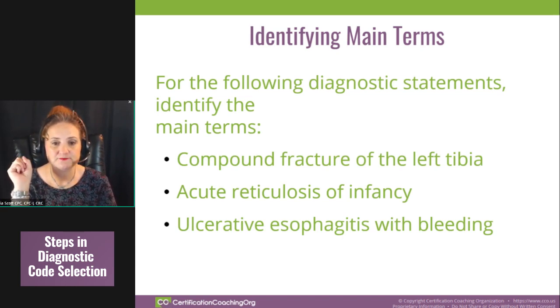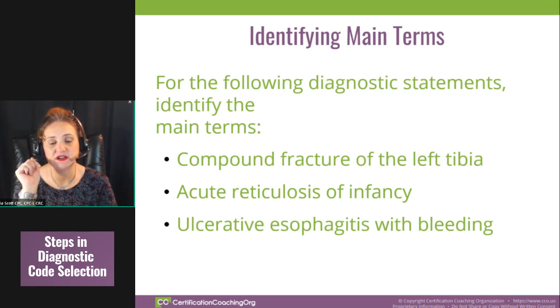How about acute reticulosis of infancy? What does the patient have? They don't have acute and they don't have infancy. They are an infant. So the describing word, or what does the patient have? They have reticulosis. So you're going to look up reticulosis. And you may now find it under acute and then see infancy, but reticulosis is the word that you're going to be looking up as the main term.